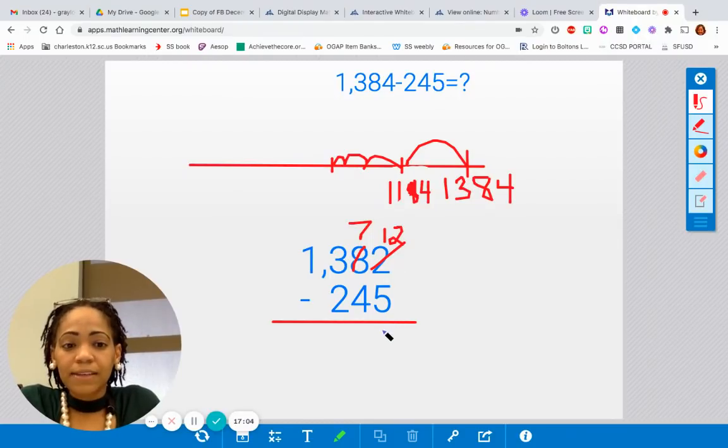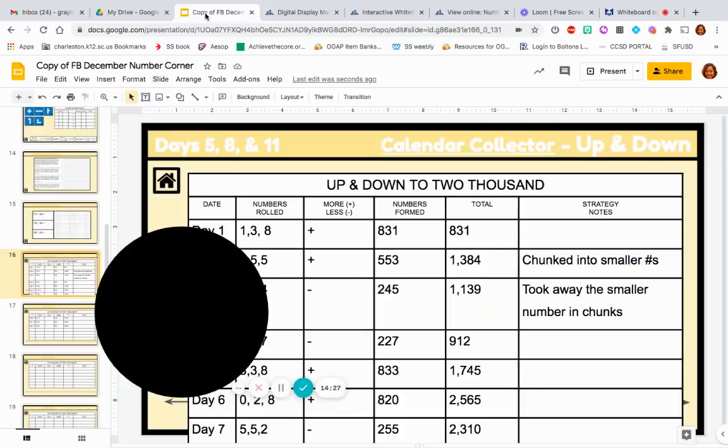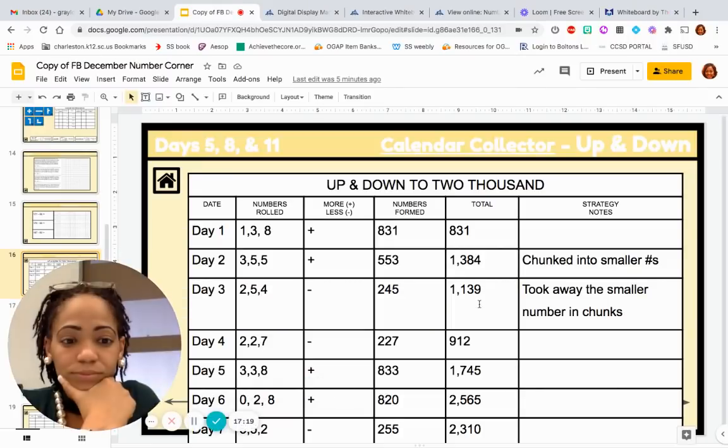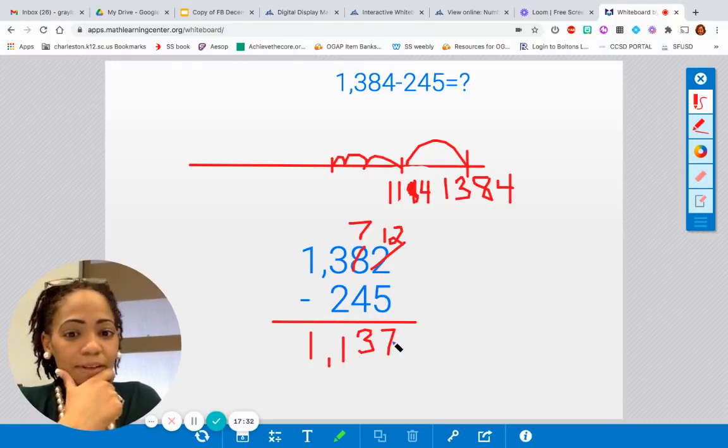12 minus 5 is 7. 7 minus 4 is 3. 3 minus 2 is 1. And I still have this, which means we may have made a mistake, guys. Or maybe Miss Trammell's subtracting wrong. 12 minus 5. Minus 3. I should be 7.